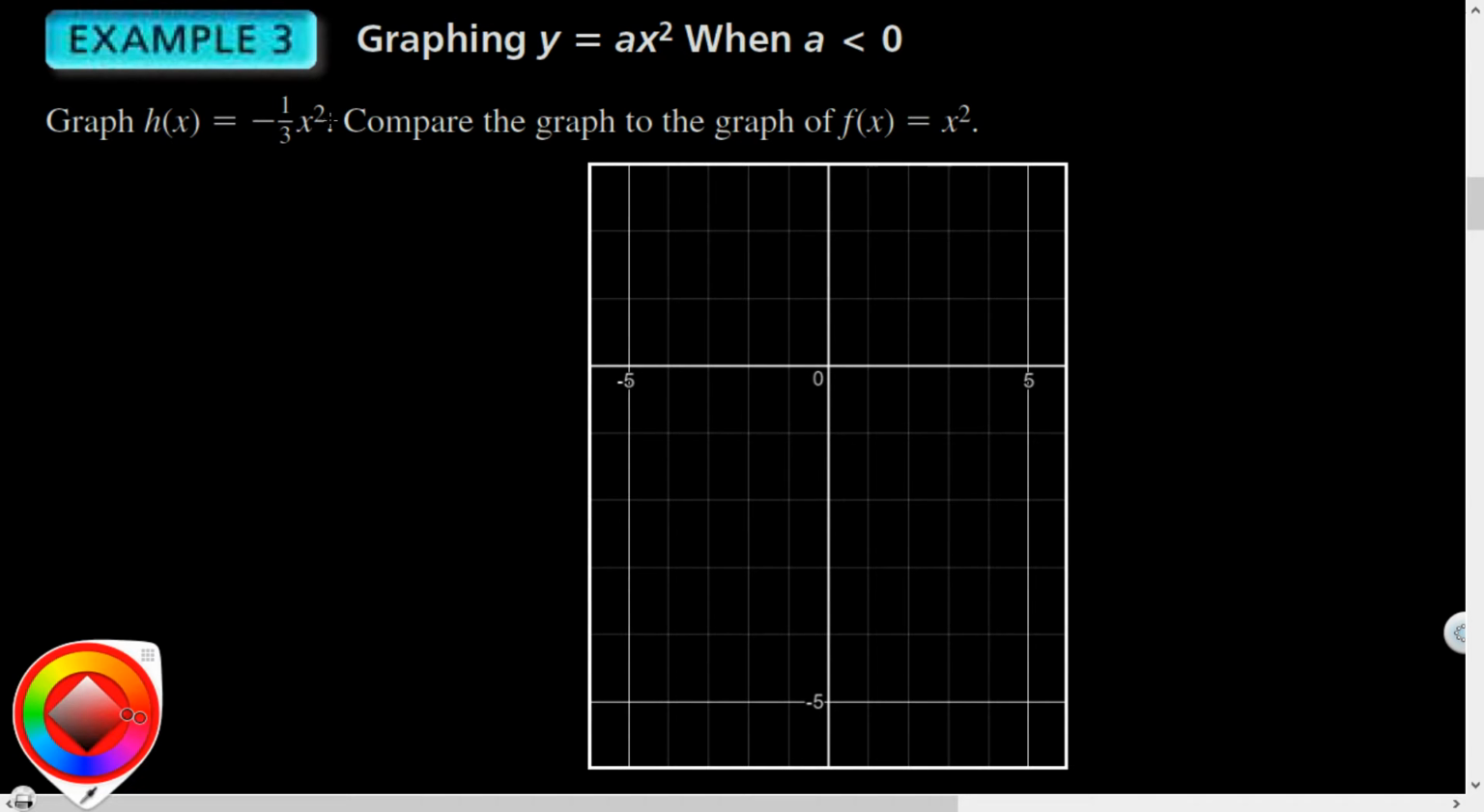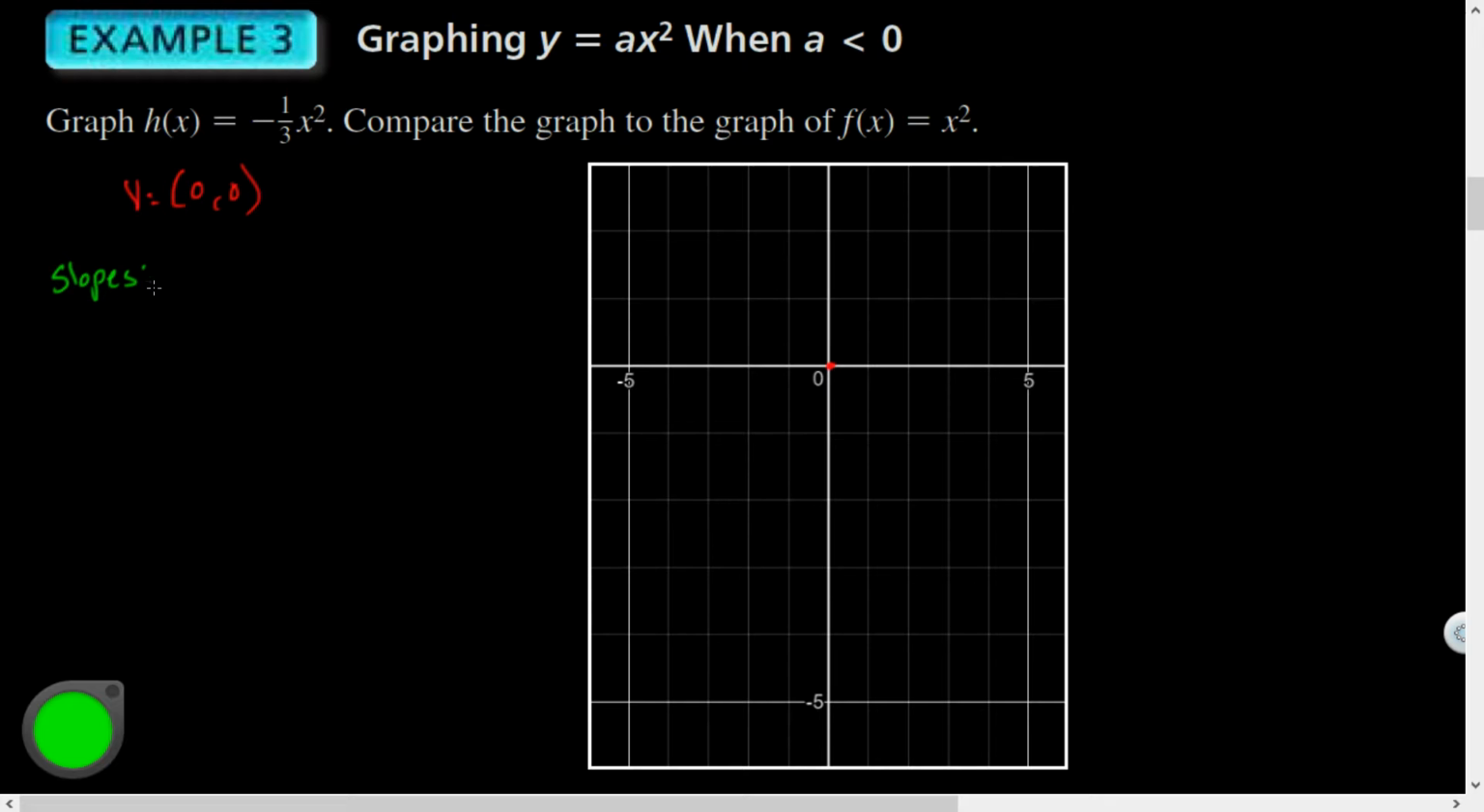So let's see, vertex for this one, there's plus 0. So the vertex is going to be 0, 0, right? My slopes, this is going to be interesting. And this is where I'm going to have to caution you. All right? So I'm going to do negative 1/3 multiplied by 1 over 1. I'm only multiplying the rise by this negative 1/3. Okay, so watch me very carefully. And I'm not going to reduce this fraction because parabolas don't work that way. Lines do.